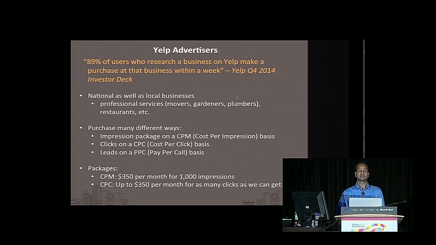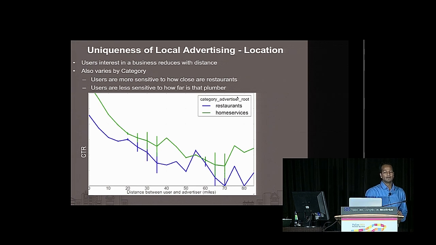When you purchase ads in a bulk impression fashion, you pay us a monthly fee, let's say $350, and you get 1,000 impressions. We also have a cost per click model, which I mentioned earlier, where once again you pay $350 and we give you as many clicks as possible. Now, local advertising has a lot of unique challenges compared to social, search, and mobile app advertising, and in the next few slides I'll try to motivate why local advertising is unique.